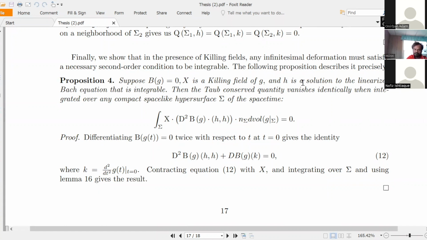Or another way of saying, this little g is linearization stable. If g is linearization stable, then this quantity has to be identically zero over any compact spacelike hypersurface. And the proof follows from the previous result. You need to apply the divergence theorem one more time. So this is a necessary condition. If our metric g is linearization stable, then a certain quantity has to be preserved, and this is our quantity.